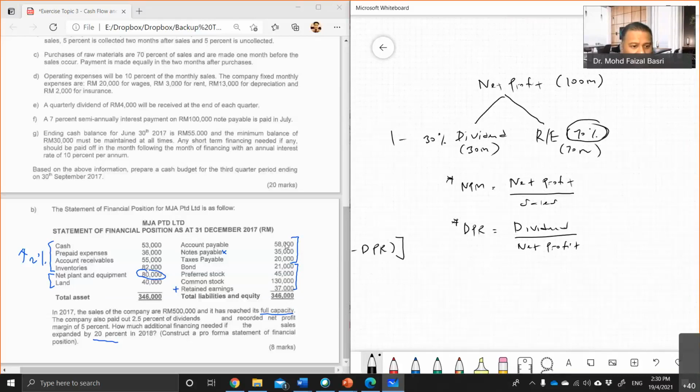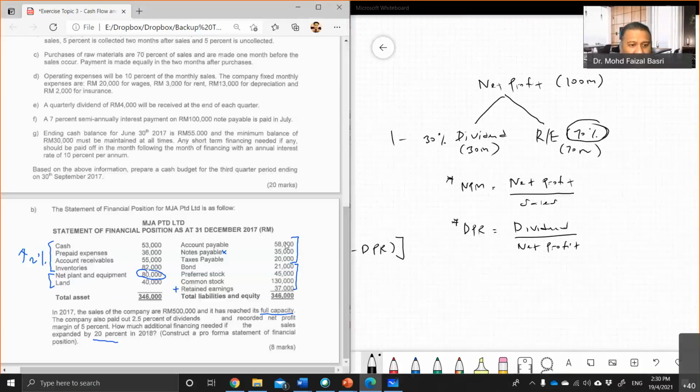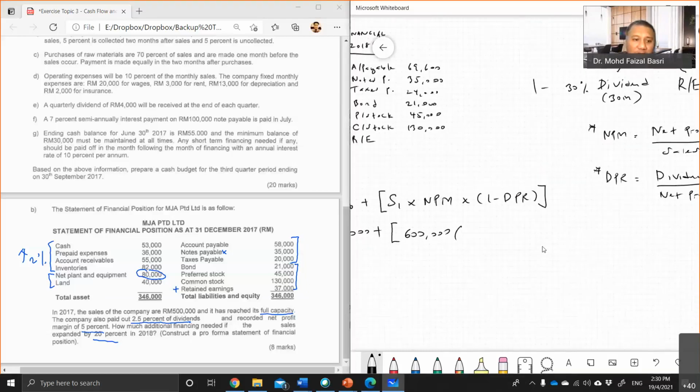The company paid out 2.5% of dividend. So this is the dividend payout ratio. And the net profit margin is 5%. So this is the NPM. For this question, they give you straight away. But for some questions, you may have to use these two formulas. So just keep these formulas handy in case you need to calculate the net profit margin and also the dividend payout ratio yourself. And for this question, they already gave the net profit margin of 5%.